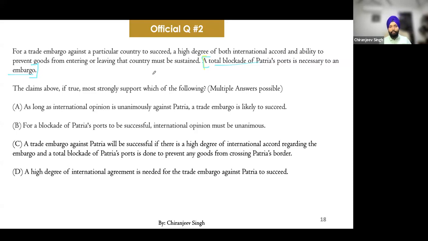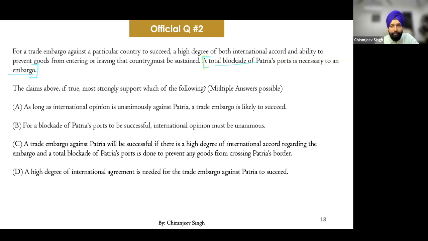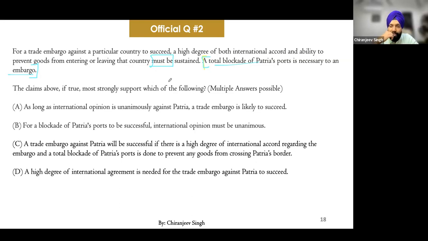What do you think about the first statement? Is that presenting a necessary condition or not? Yeah, Abiru. I think the first statement talks about it because it says must be sustained. Yeah, it is a necessary condition. First statement is present.